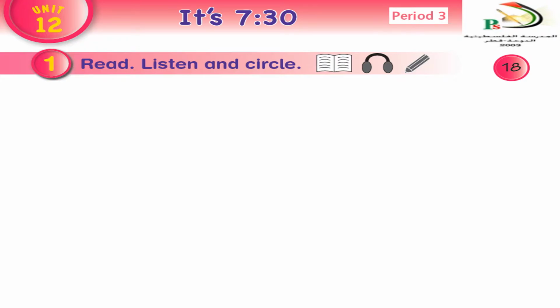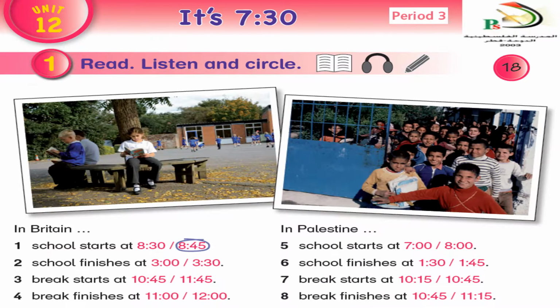Now, my dear student, let's move to activity number 1 from period 3. Read, listen, and circle. Here in this activity, I want you to read, listen, and circle. But before that, I want to ask you, what can you see? Excellent, boys and girls. Can you tell me where is the first picture? Excellent. It is at a school in Britain. Look at the second picture. Where is it? Excellent. It is in Palestine. Great job. Now, let's read the sentences together.